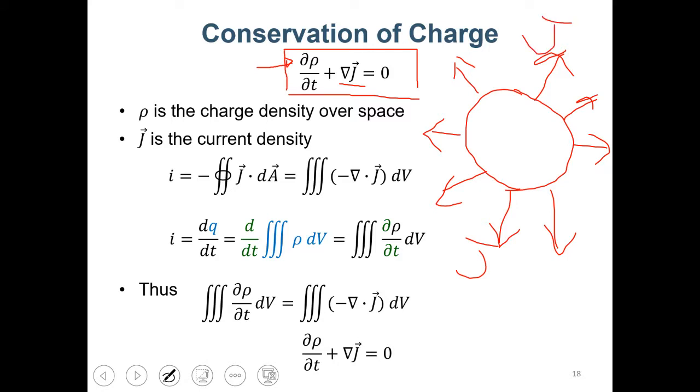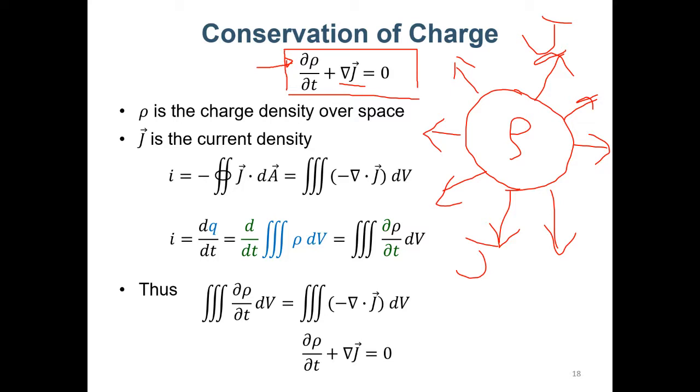And if there is some current density flowing out, then the charge within this volume should decrease. Oppositely, if there is some current density going inside this volume, then the charge density should increase with respect to time. This is what the conservation of charge means. The rho is the charge density over space, and J is the current density.